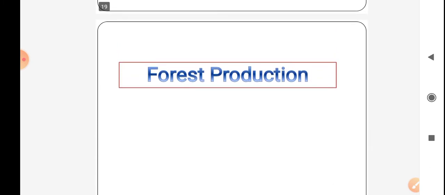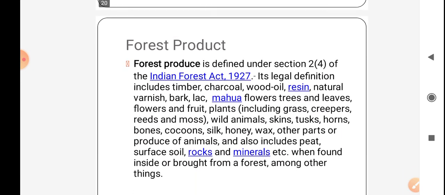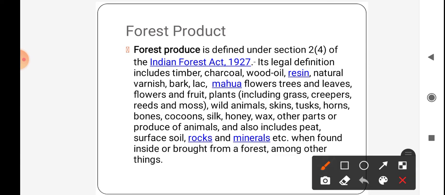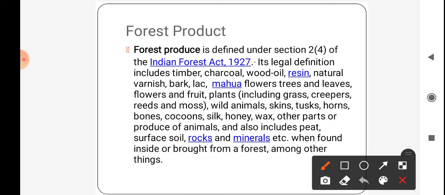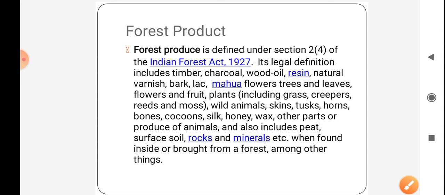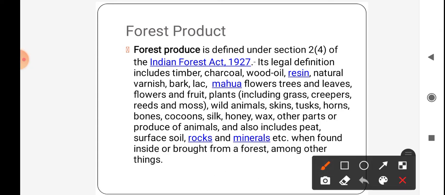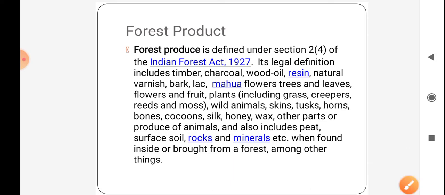Now coming to forest production, as we have already discussed, so many things we are getting from forest. If we define it in terms of forest produce, Indian Forest Act 1927, then we will get that forest products include timber, charcoal, wood oil, resins, natural varnish, bark, lac, mahua, then flower trees, leaves, flowers, fruits, plants, so many things, wild animals, skins, tusks, horns, bones, cocoons, silk, honey, wax, other parts or produce of animals, and also include peat, surface soil, rocks, minerals, etc. when found inside or brought from a forest, among other things. Whether you find it in the forest or you take it out from the forest.